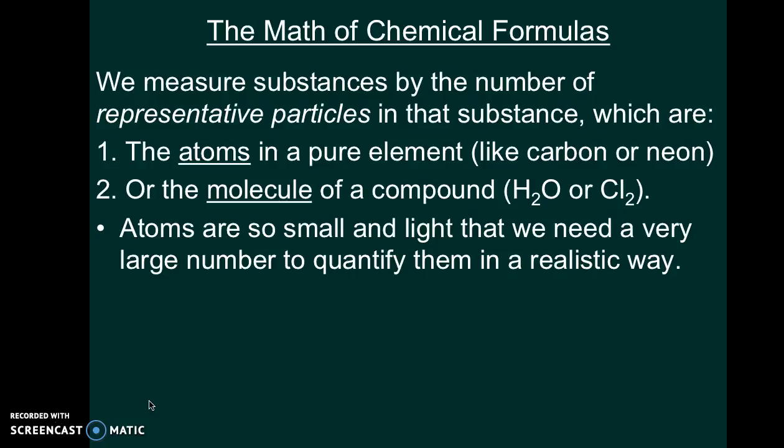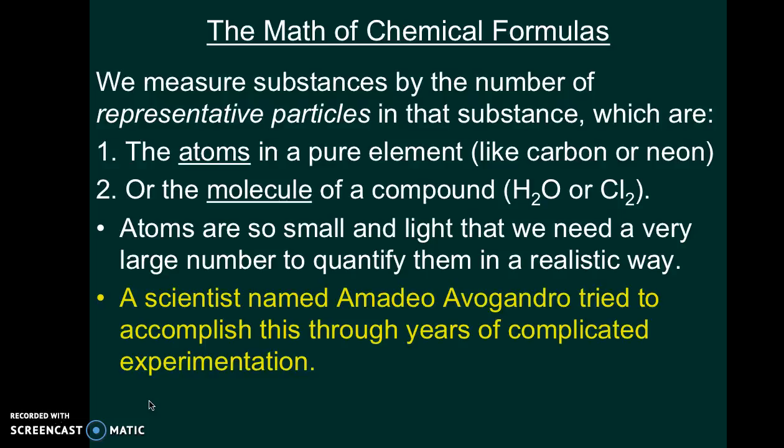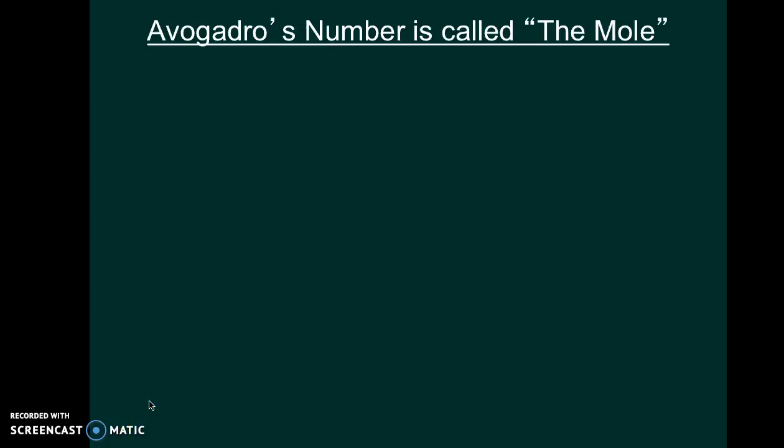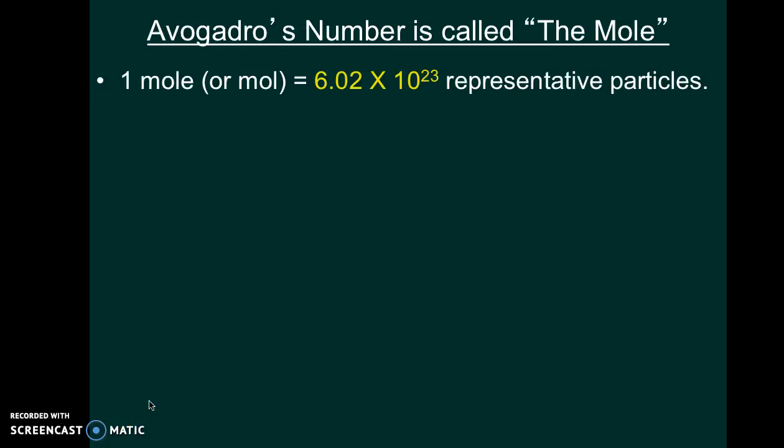Atoms are so small and light that we need a very large number to quantify them in a realistic way. A scientist named Amedeo Avogadro tried to accomplish this through years of complicated experimentation. Scientists used his studies to calculate the value of the mole after he died. One mole is equal to 6.02 times 10 to the 23rd representative particles.